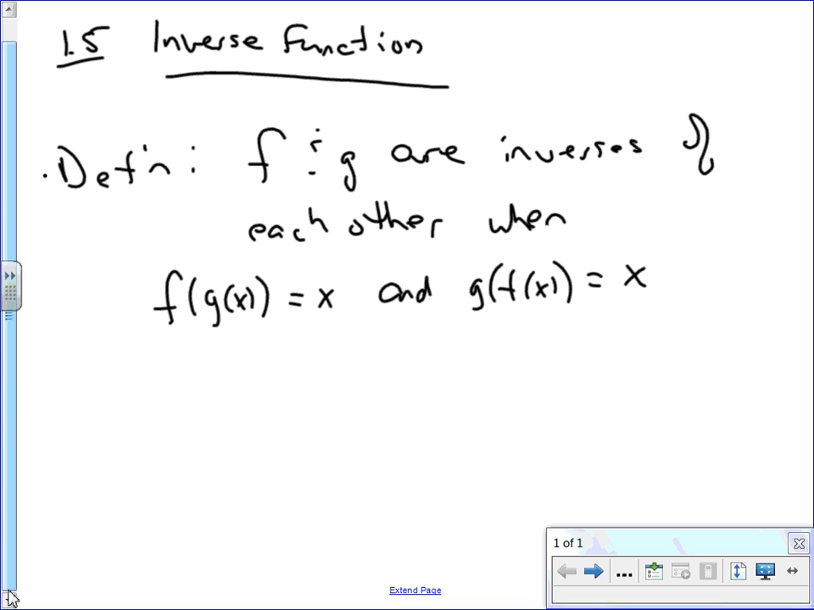This is the most important part. The notation that we use if f and g are inverses, we use this notation for the inverse of f, and we use this notation for the inverse of g. It's easy to confuse that with reciprocals, so sometimes you just have to pay attention to context, but when it's in this function form, then it's going to mean the inverses.